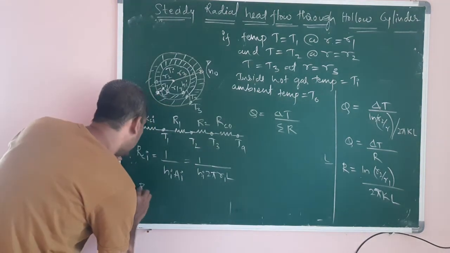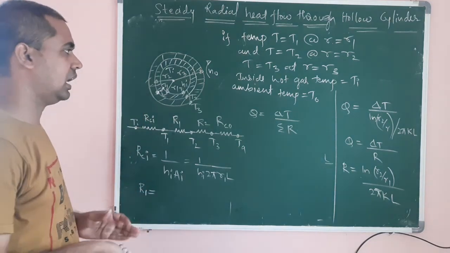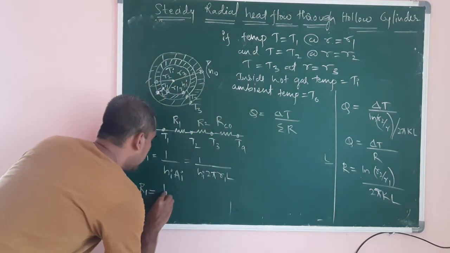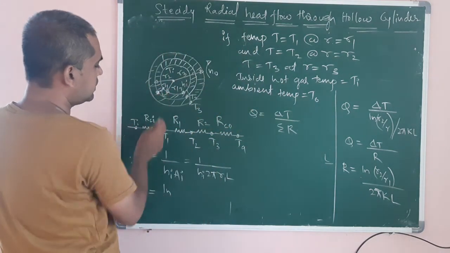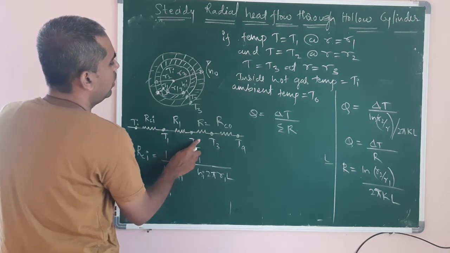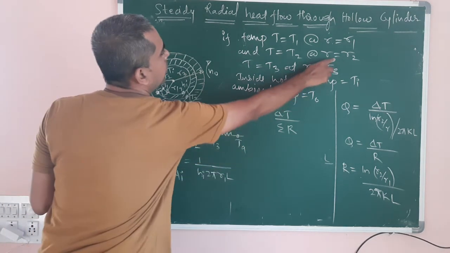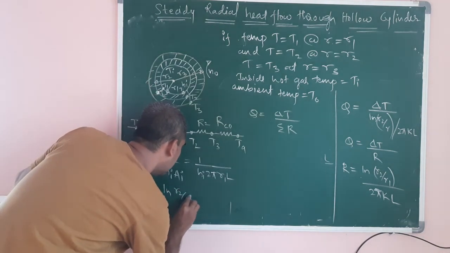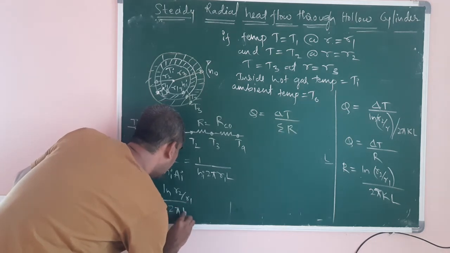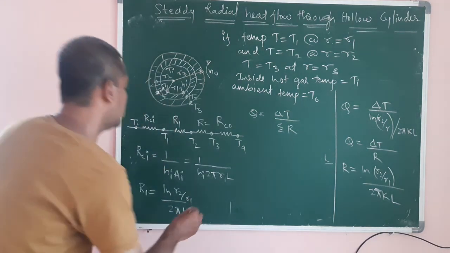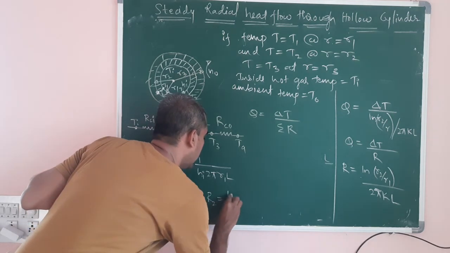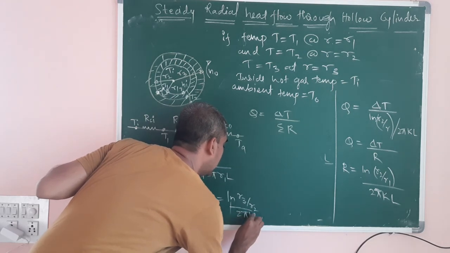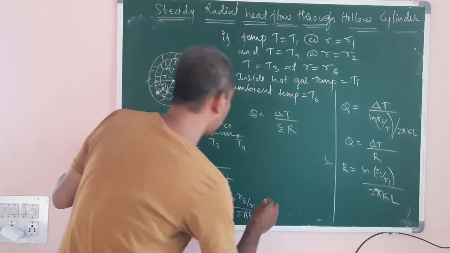What is R1? How will you calculate R1? Not L divided by K, but ln of outer radius by inner radius. R1 is between T1 and T2. What is the radius at T2? R2. Radius at T1? R1. Therefore, ln of R2 by R1 divided by 2 pi KL. Okay, this is R1. R2 is similar: ln of R3 by R2 divided by 2 pi KL.